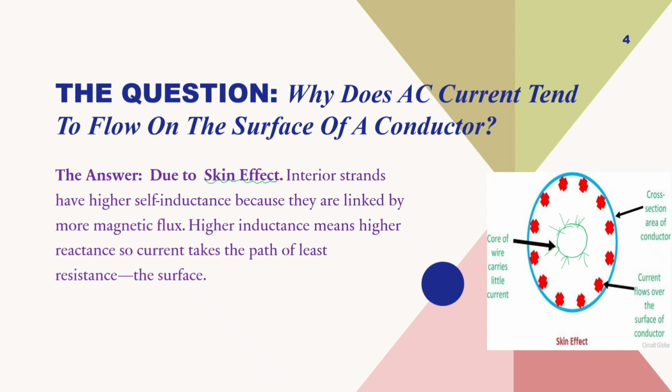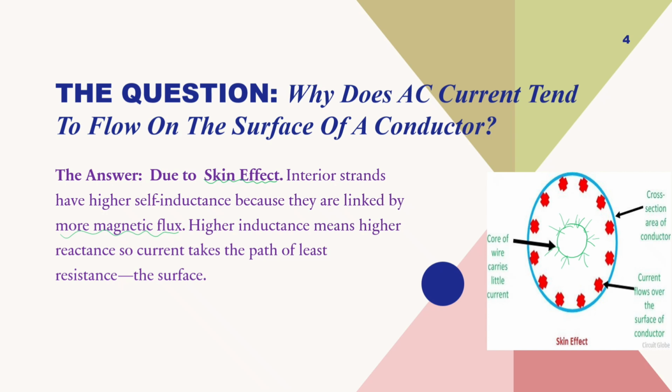So as more and more magnetic flux linkages happen around the central part of the conductor, or the core of the conductor, this part would have more self-inductance, because it is linked by more magnetic flux. So higher inductance means higher reactance. This central part, or the inner strands of the conductor, would offer more reactance. So here the current would not flow much.